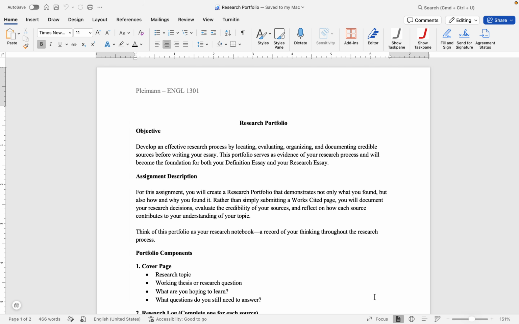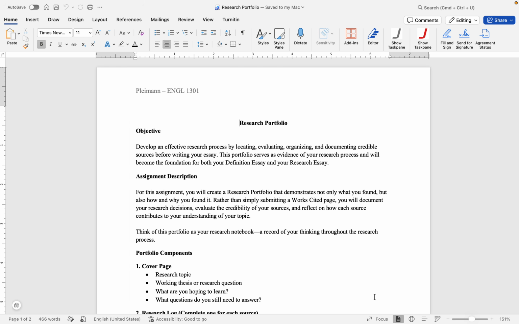Today I wanted to take just a few moments to go over your research portfolio. You're going to be turning in a research portfolio for each of your major essay projects this semester. It will be the exact same process regardless of the essay, but I just wanted to go over these instructions and let you know what I am expecting.